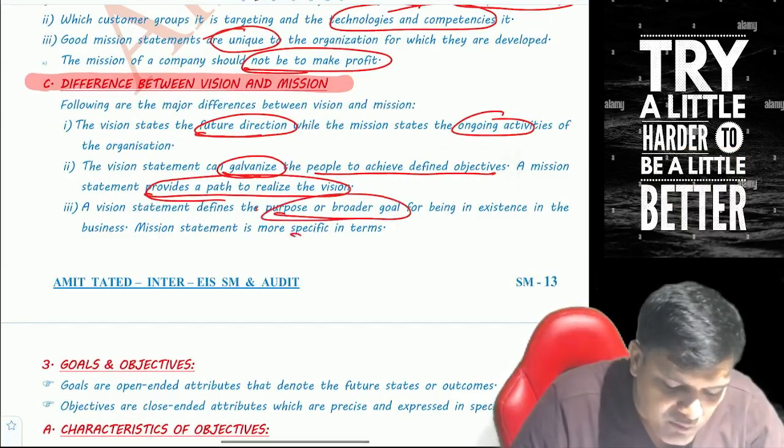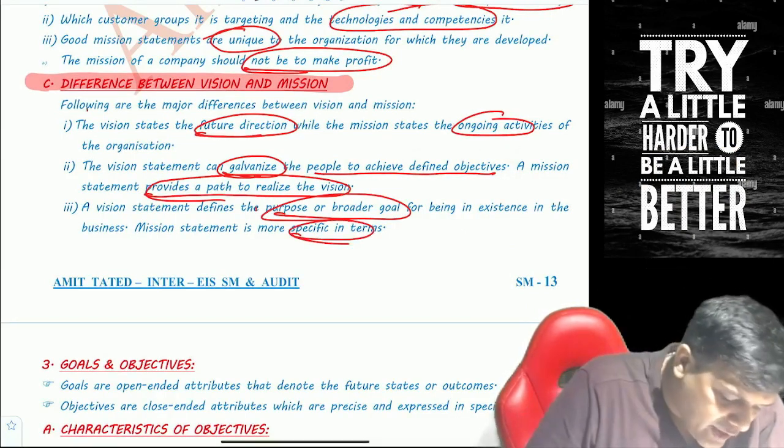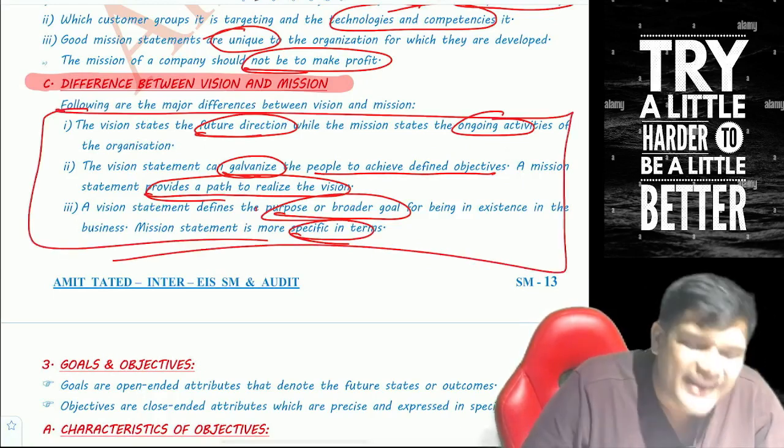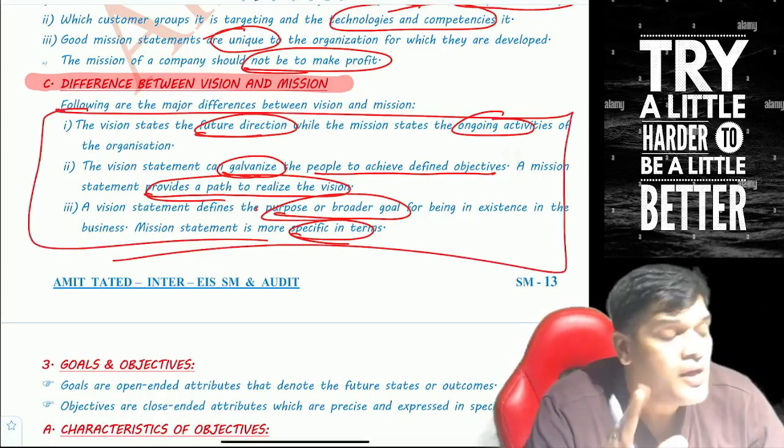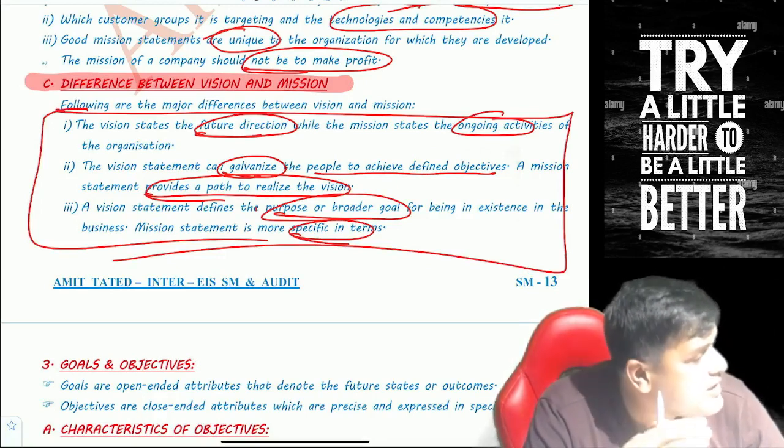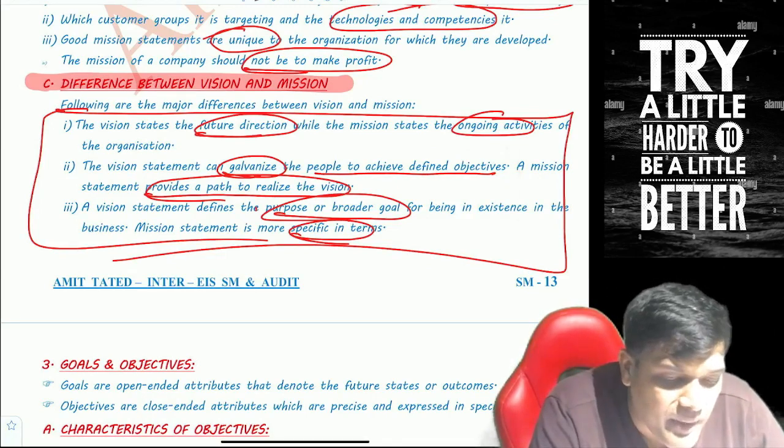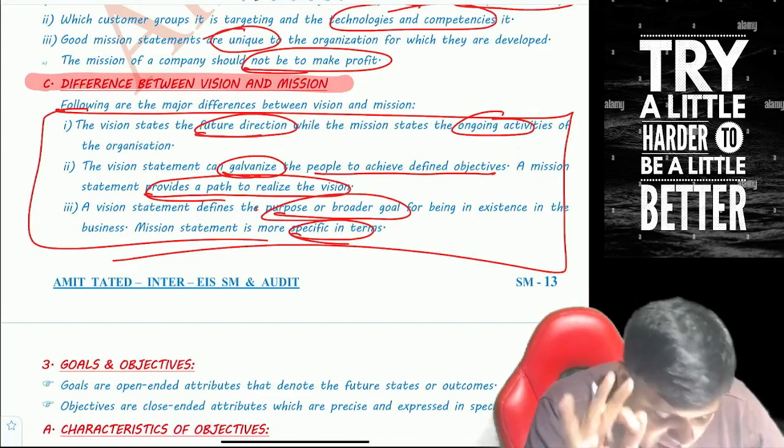Okay, mission statement is more specific. That's it. These are the 3 points you need to keep in mind. Okay, याद रखना, don't write any extraordinary answer in your examination. Only 3 points which have been discussed here should be mentioned in your examination. Whenever you write the paper, it should be only for 3 points. Bharat Mata ki jai. Everybody clear?